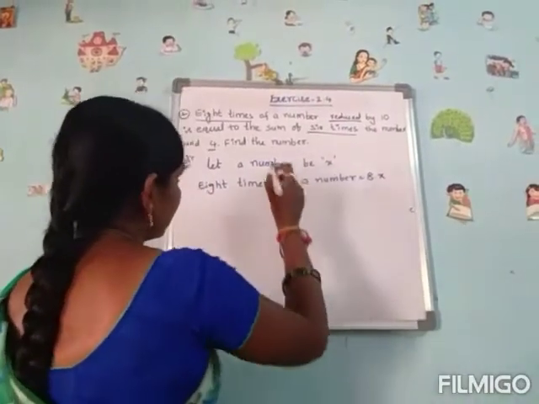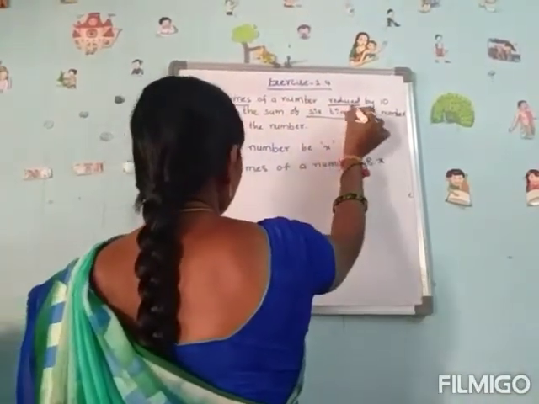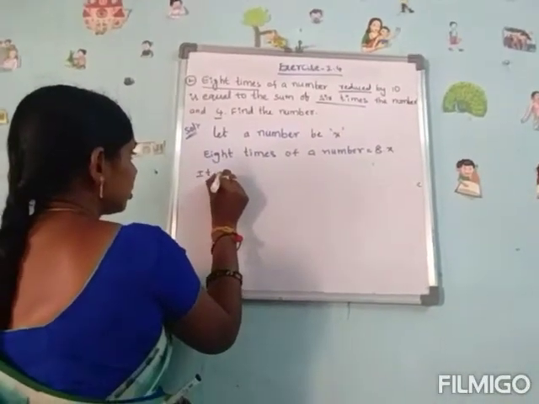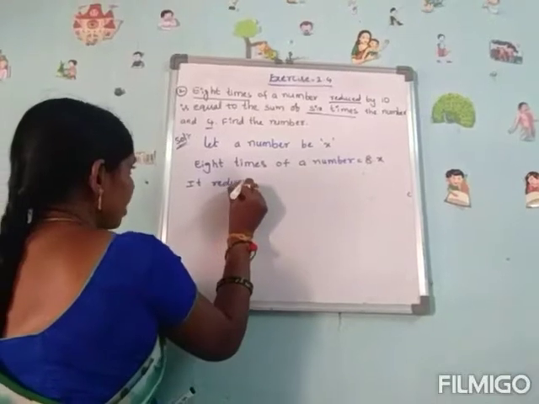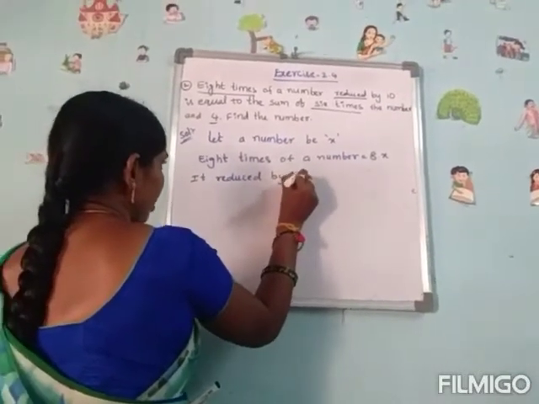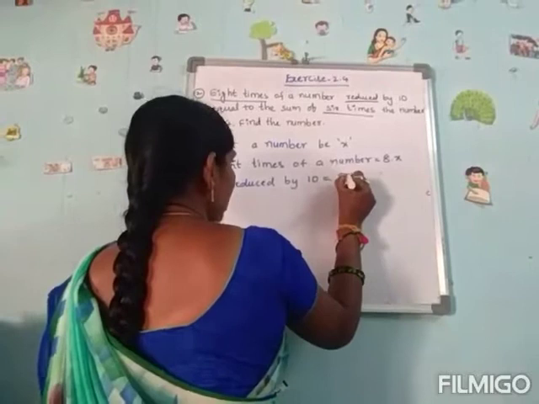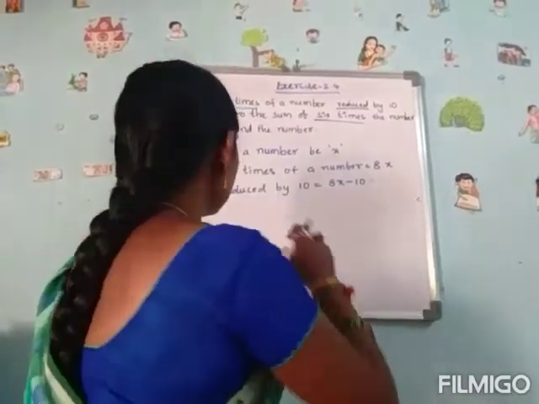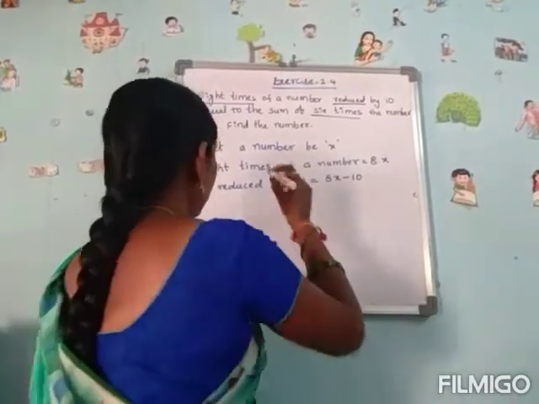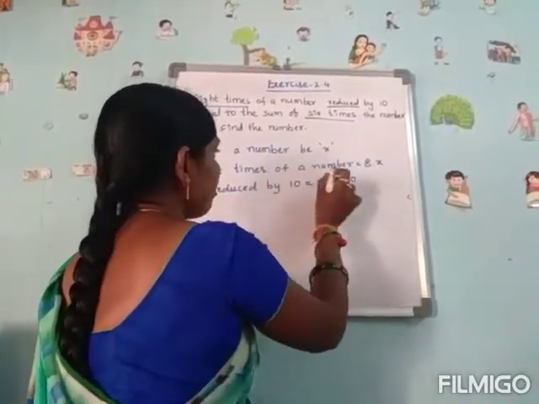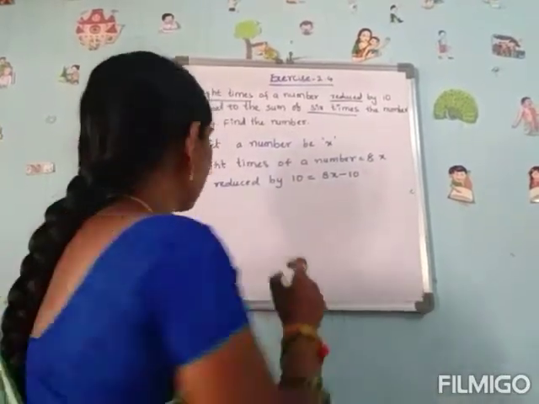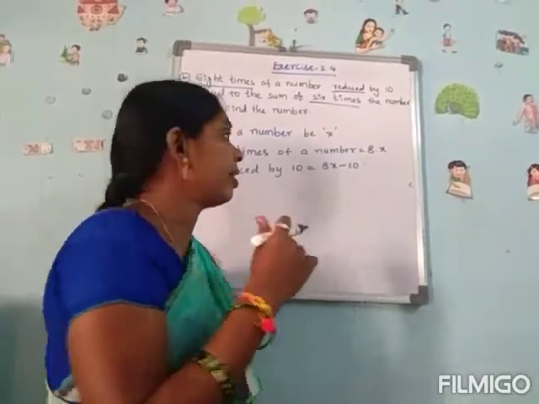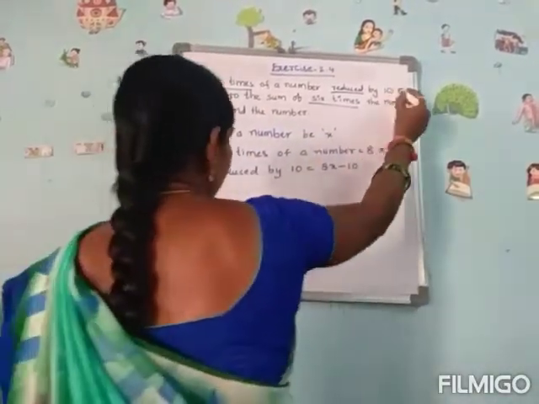Next, this 8 times a number is reduced by 10. Reduced means we have to subtract, so we get 8x minus 10. Do you understand? First, we don't know the number, so let the number be x. 8 times a number means 8 into x. It is reduced by 10, so we subtract: 8x minus 10. Up to here it is completed.